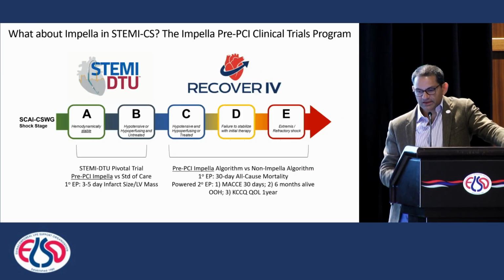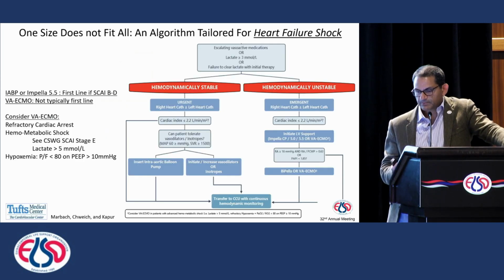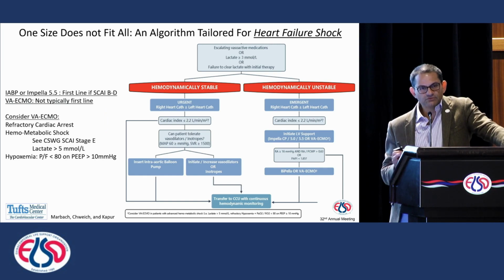So these algorithms for AMI are now being actively investigated in the STEMI door-to-unload trial, which looks at SCAI A-B patients, and the RECOVER-4 trial, which is going to be looking at SCAI C, D, and E patients. Now, what about the algorithm for heart failure shock?